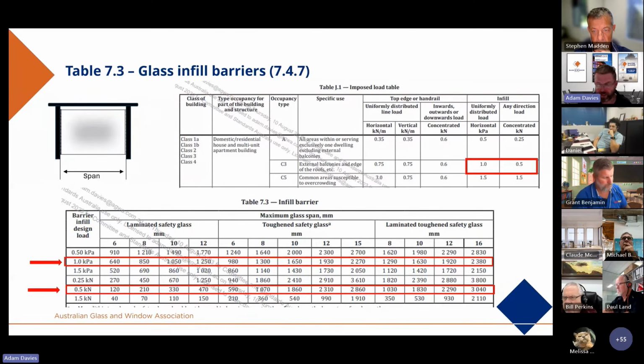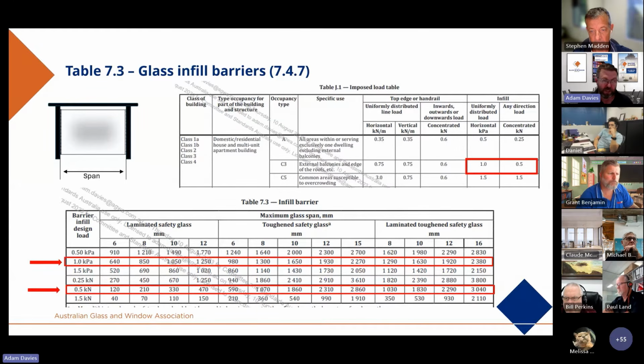If we look at 8mm, we can see that the 1 kPa uniformly distributed load for 8 millimeters is 1300 millimeters. Now, in the case of the example here, that is the width of the glass because that is the distance between the supports. So it's 1300 for the 1 kPa load. Then we go and have a look at what we can get out of the 0.5 kilonewton concentrated load, and we looked that it's 1860. So in this case, the maximum span that could be achieved with an 8mm monolithic toughened glass in this configuration would be governed by the 1 kPa load, and that is 1.65 meters.